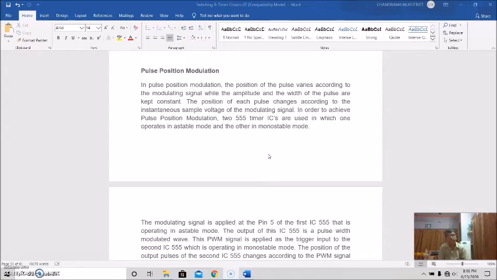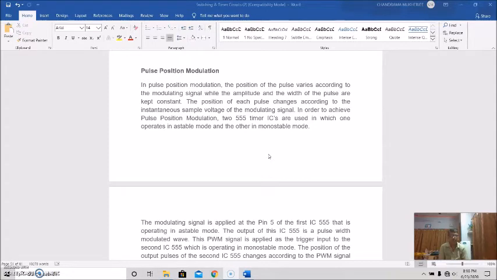See the name, pulse position modulation. That means the position of the pulse will vary. It can be modulated according to the modulating signal, while the amplitude and the width of the pulse are kept constant. Just the position will be changed according to the modulating signal. So the position of each pulse changes according to the instantaneous sample voltage of the modulating signal.